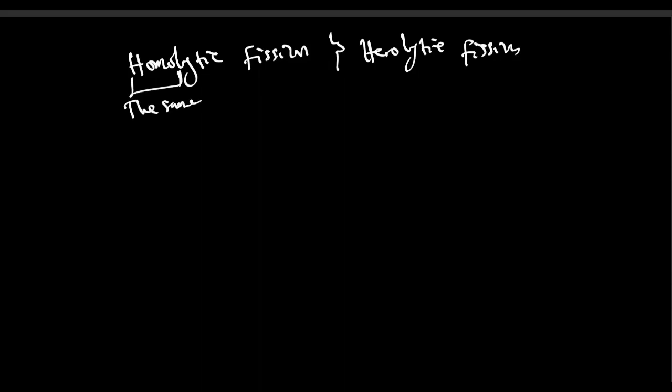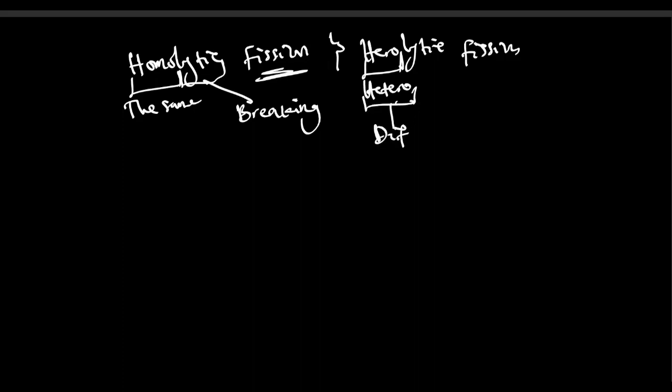Alright, so this is very, very simple to understand. Homo means the same. Lytic means breakage or breaking. Fission is something you should understand. Hetero means different. When I say hetero, I mean something being different. So what does this mean? Heterolytic fission, homolytic fission. What did I really mean?